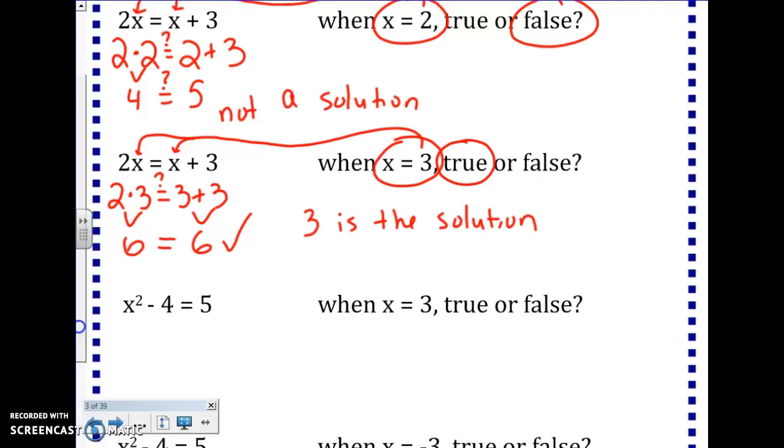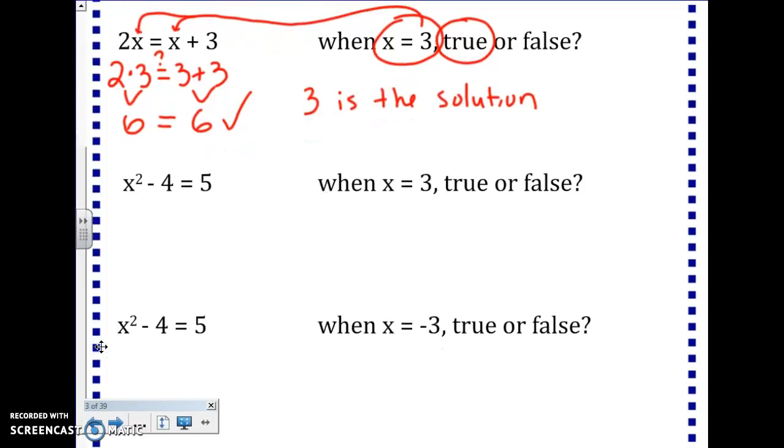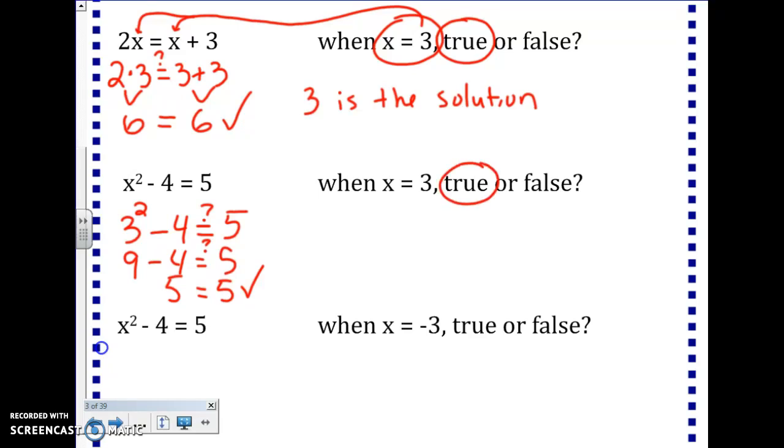So you could say 3 is the solution. All right, next one, we're working on some squareds. So I'm going to try when x is equal to 3. Let's see if that makes the equation true. 3 squared minus 4. Does that equal 5? First I have to evaluate the exponent, and then I can do the math. 9 minus 4 is 5. So 5 is equal to 5. That's true. So 3 is a solution.